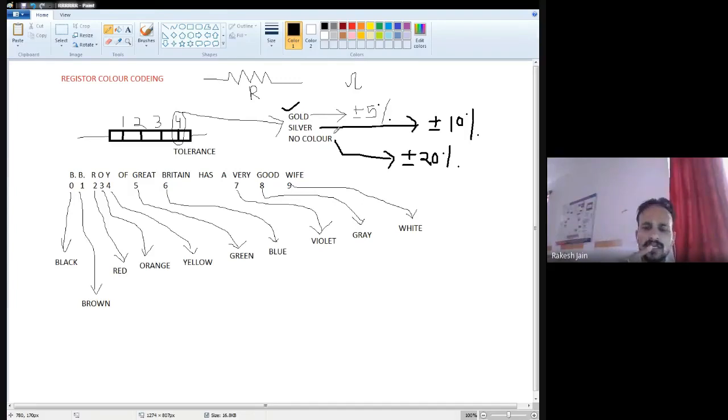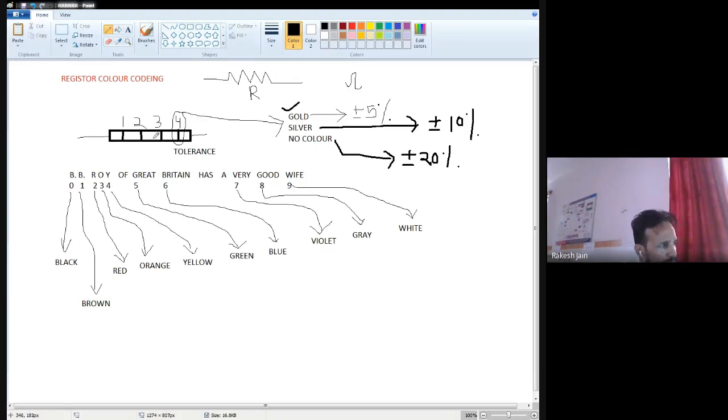And what is the tolerance? Generally gold is available, so plus minus 5%. You will see later, by the completion of this class, you will easily find out how to find the value of a resistor.